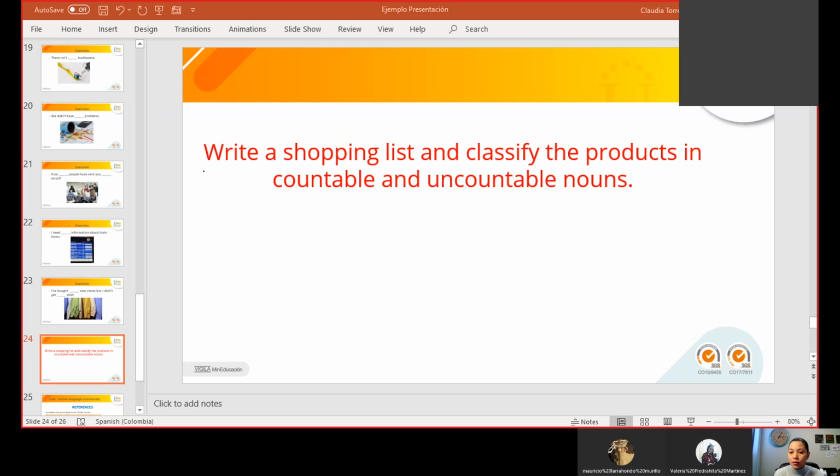Oh, okay. So Valeria is sharing her questions here. She said, how much sugar do I need? It's correct. Why? Because sugar is uncountable, so we use how much. But we use how many with countable nouns: how many apples do I have? Because we can count the apples. Okay, so it was great.